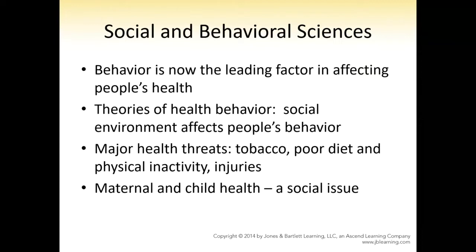Social behavioral sciences is now a leading factor in affecting people's health. Behavior is a leading factor in affecting people's health. So behavior in terms of what I choose to eat, do I choose to engage in activity, do I choose to engage in risky or safe behavior? These are behavioral choices. Theories of health behavior, they look at social environments, how the social environment affects people's behavior. Currently in the United States, our major health threats are tobacco, poor diet, physical inactivity, and injuries. And when we think about maternal and child health, this tends to be a social issue.